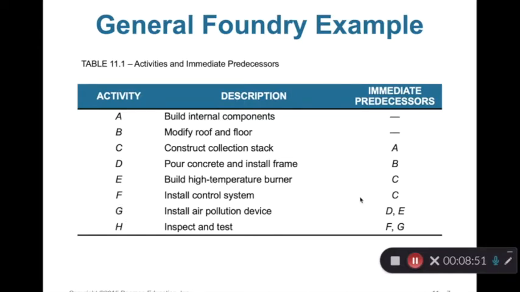So you should be careful here. This relationship is very important. If you cannot figure out the right relationship between activities, you may have a problem drawing the network, and you will have a problem figuring out the critical activities, even the critical path. So it is very important to know the immediate predecessors for each activity. The same thing, H is to inspect and test. H has two immediate predecessors, F and G. In other words, we have to complete activities F and G, and then we can start activity H.